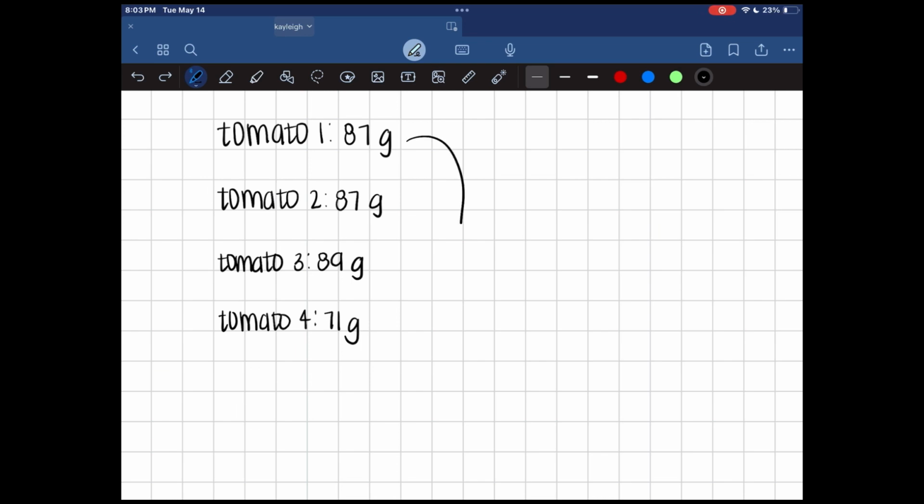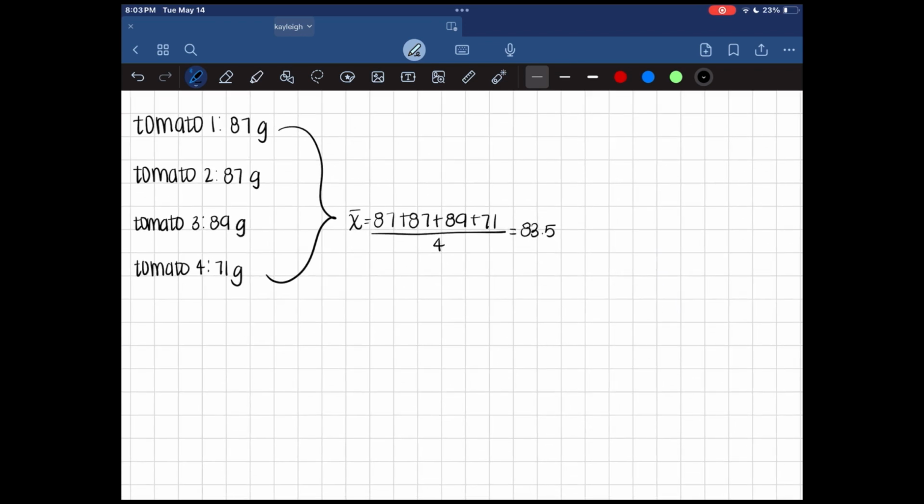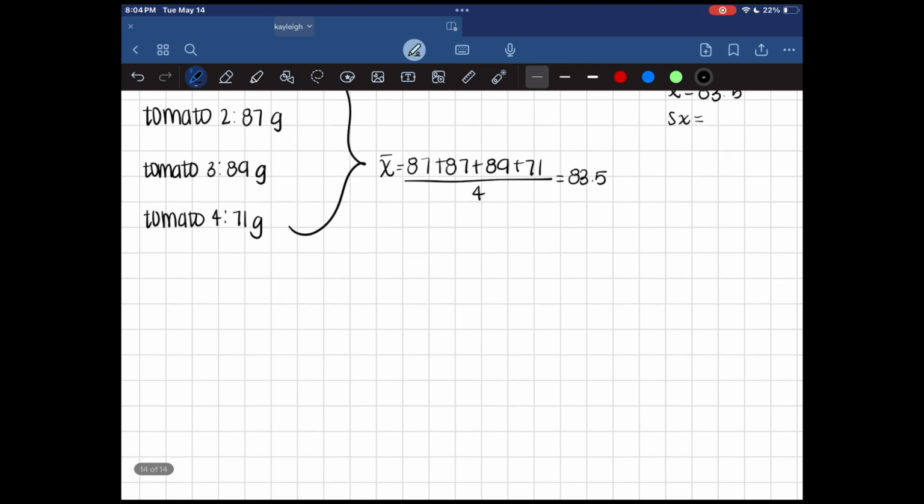Now you're going to find the mean, x bar, by adding all of them up and dividing by 4, which is what I'm doing in this clip. You should get about 83.5 grams. Now I'm labeling x bar is equal to 83.5 grams. The n is 4, and the standard deviation is what we're going to solve for now.